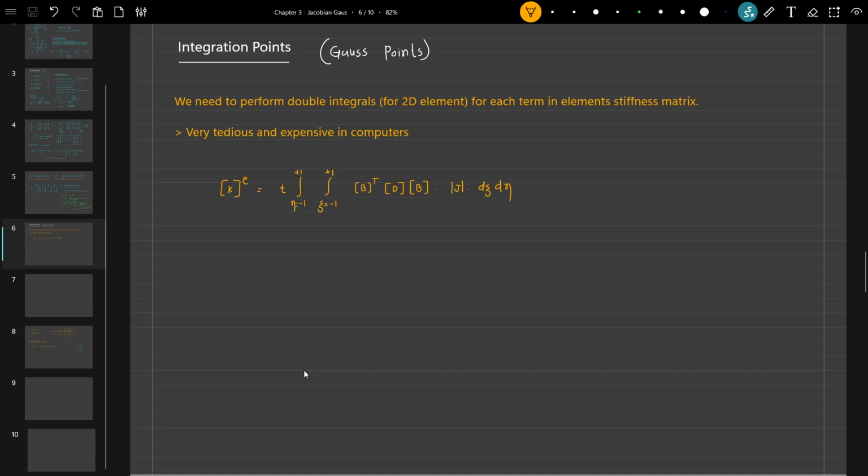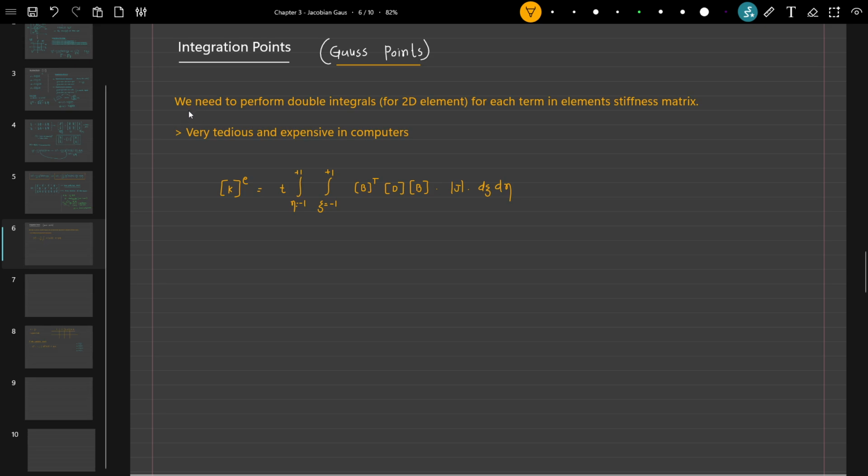Let's try to see the integration points. This is a very important concept in FEA, and one should know about integration points. Based on this, in the next chapter, we will be able to easily understand the reduced integration, shear locking and volumetric locking concepts. Okay. So let's see integration points. These are also called Gauss points.